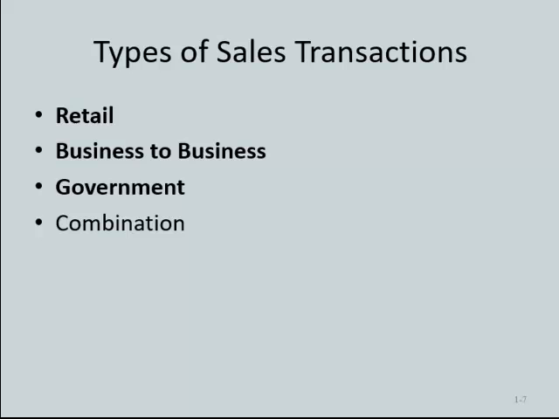Government is considered G, and it might be a G to G or a G to B. They don't do a whole lot of G to C. And another option is C to C, so consumer to consumer. eBay would be an example of that.